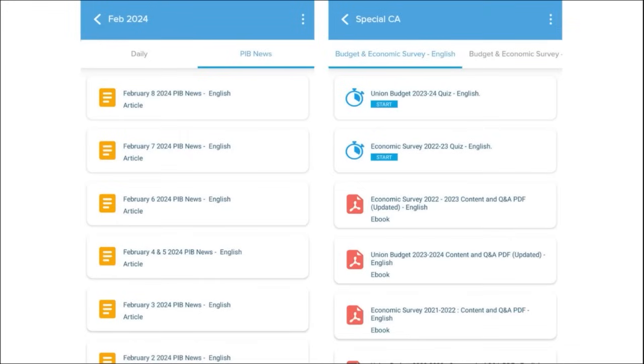Next, we also provide you with important PIB articles on a daily basis so that you can go through these articles and have an insight about that particular topic. Not just this, we also make sure to provide you important events that are happening globally and give you the right analysis.